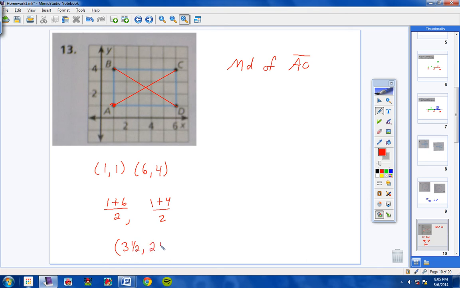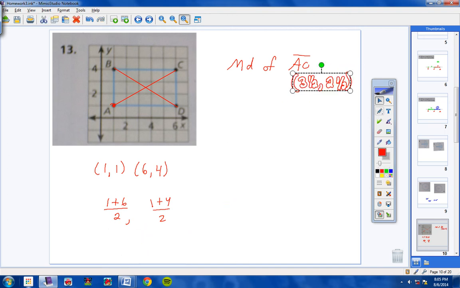Now I want to be kind to you students, but you also have to come to the point to realize you're juniors in high school now. So I should not have to explain to you how I go from here to 3 1/2 or from here to 2 1/2. But it's really simple. 1 plus 6 is 7. 7 divided by 2 is 3.5 or 3 1/2. 1 plus 4 is 5, and 5 divided by 2 is 2 1/2. So the midpoint of AC will be this right here.